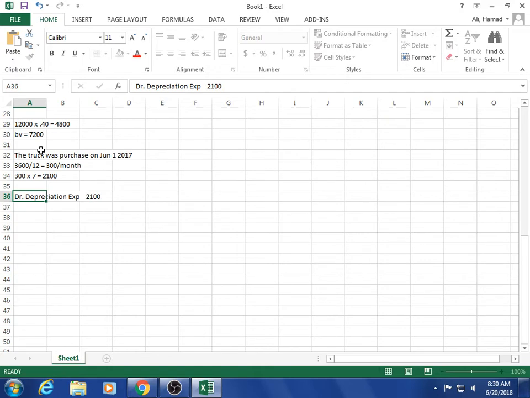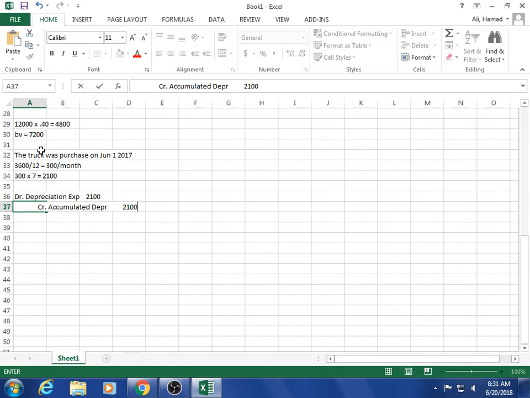What do we credit? Wouldn't it be the book value of the truck? Not the book value. What increases? The accumulated depreciation. Oh yeah, so we credit accumulated depreciation for 2,100. All right. Always, depreciation expense is associated with accumulated depreciation.